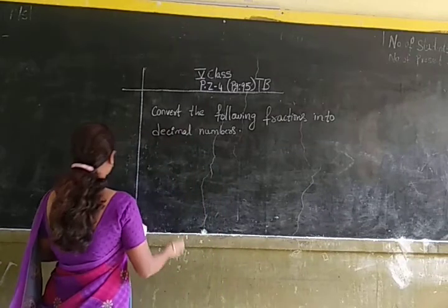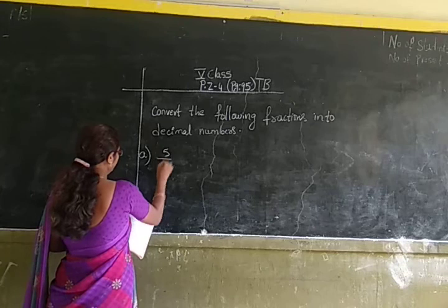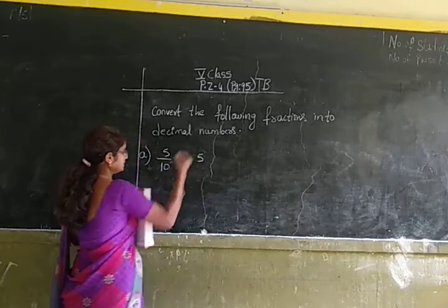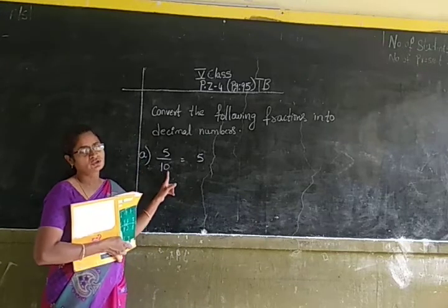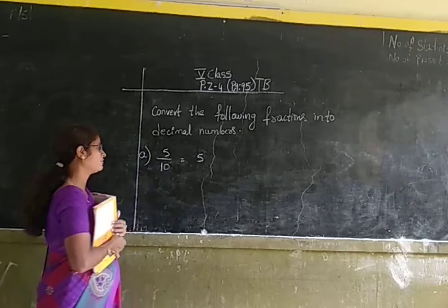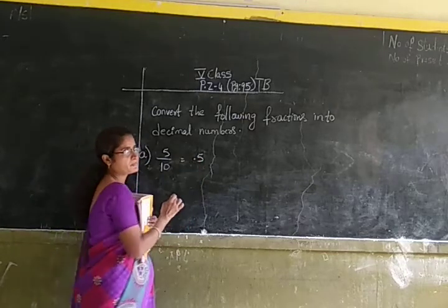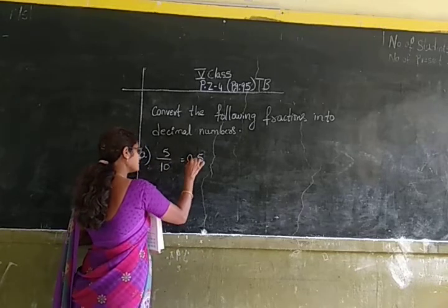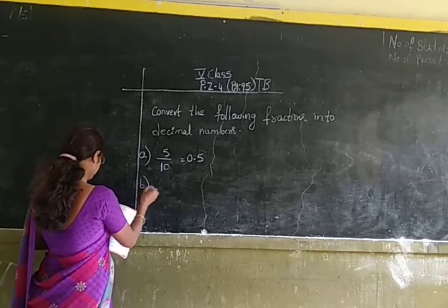So let us do the A sum, which is 5 by 10. First let us write down the numerator as it is. Here the denominator is 10 and it is having 1 zero. So you have to place a point after one digit. In the whole number part there is no number. So you have to put a 0.